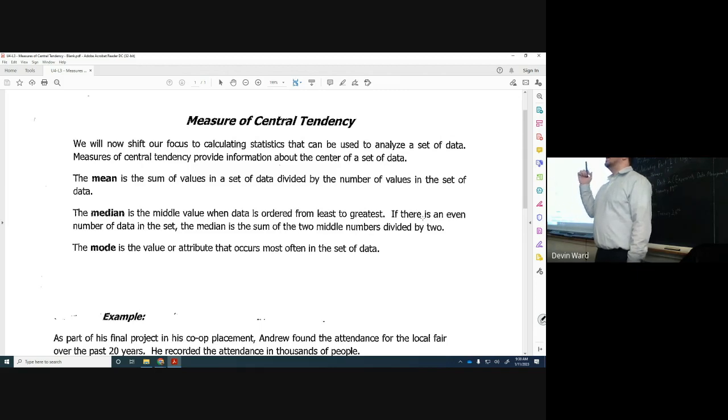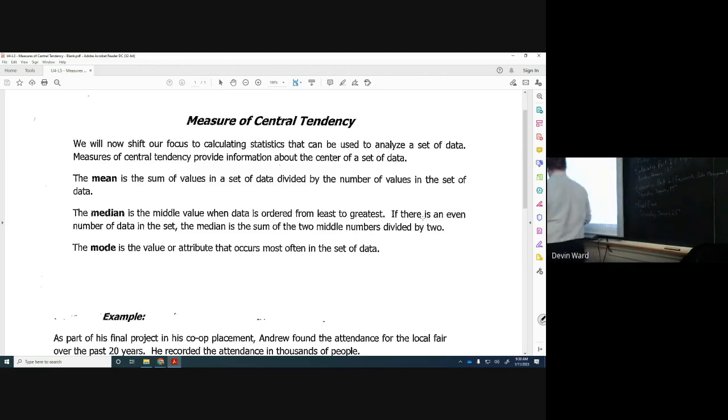Does anyone know another word for median? Or sorry, for mean? What's another word for mean? Yeah, is that the average? So that's the average. Perfect. So it's also known as the average.